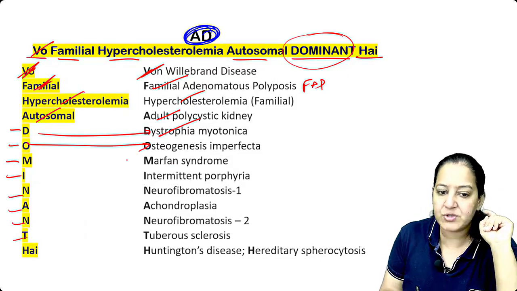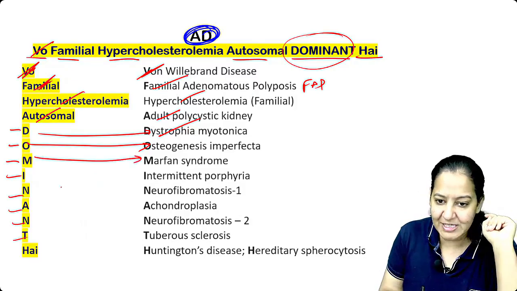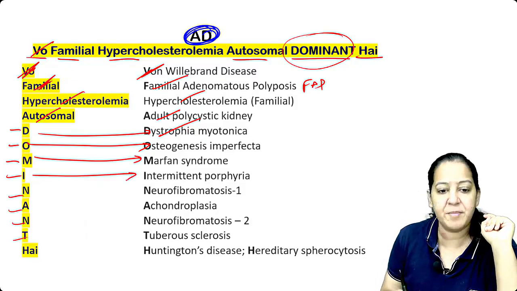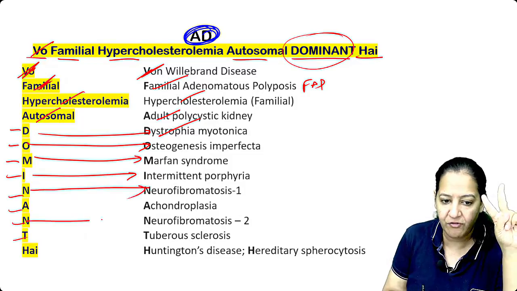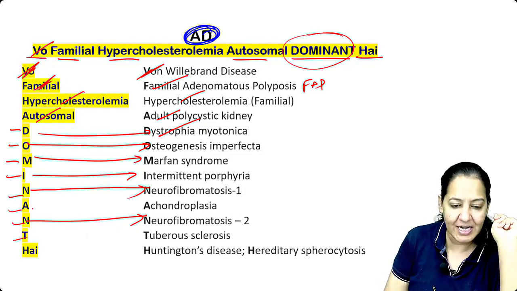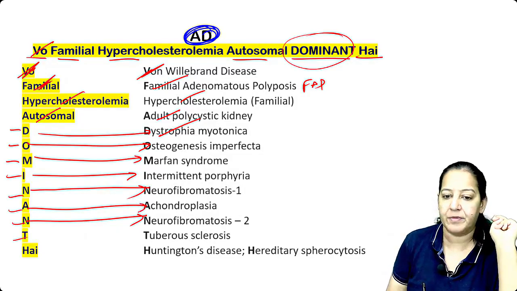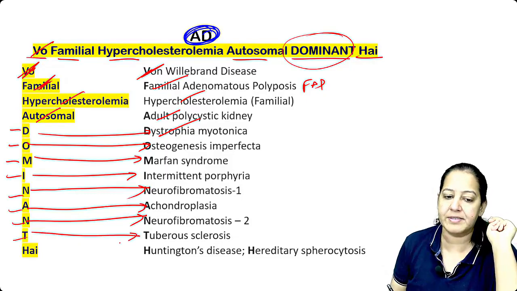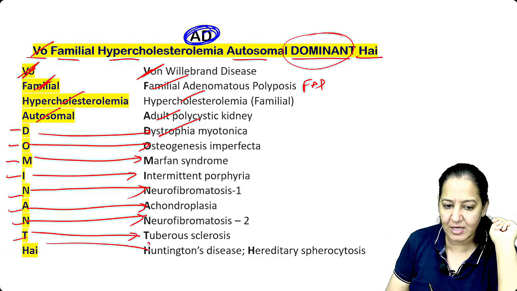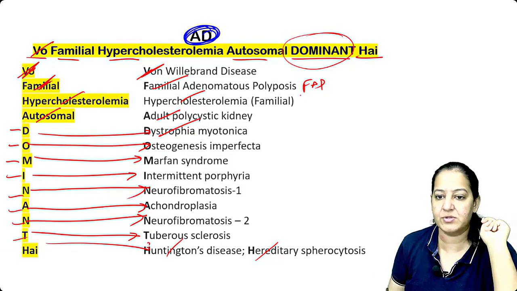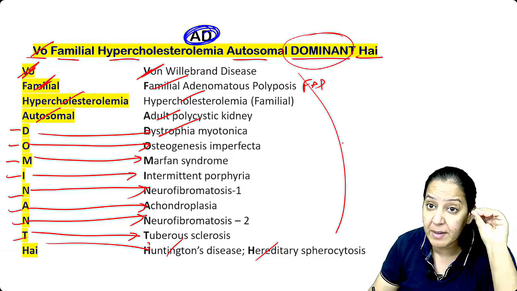O stands for osteogenesis imperfecta. M stands for Marfan. I stands for intermittent porphyria. There are 2 N, neurofibromatosis 1, neurofibromatosis 2. A stands for achondroplasia. And T stands for tuberous sclerosis. And H stands for Huntington also, and hereditary spherocytosis also. On all of these there are questions, maximum of them have PYQ.